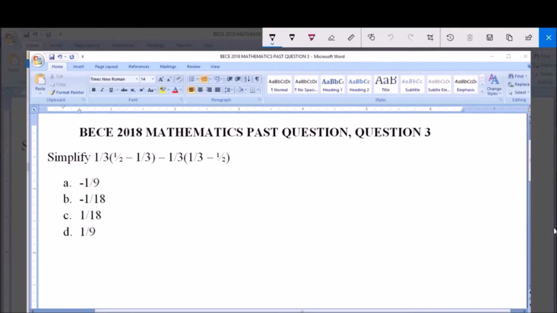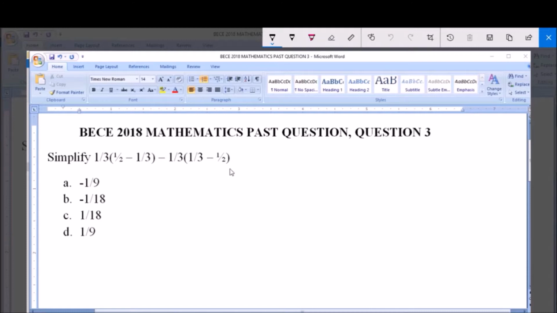Today we're going to be dealing with BECE 2018 Mathematics Past Question, Question 3. Simplify 1 over 3 into brackets 1 over 2 minus 1 over 3, close brackets, minus 1 over 3 into brackets 1 over 3 minus 1 over 2, close brackets. Option A says minus 1 over 9, B says minus 1 over 18, C says 1 over 18, and D says 1 over 9.